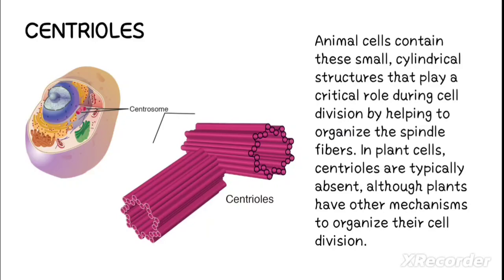They help in the formation of spindle fibers to which our chromosomes get attached in the later phases of the cell cycle, whereas plant cells lack these centrioles, but they have other mechanisms to organize themselves in cell division.